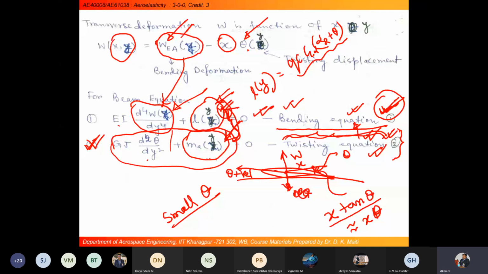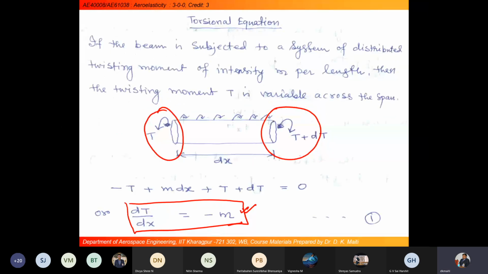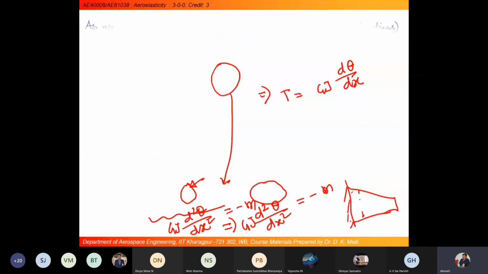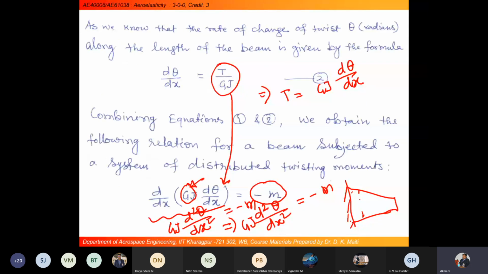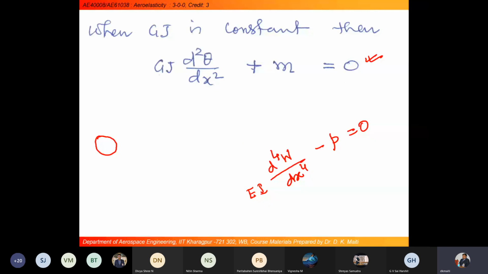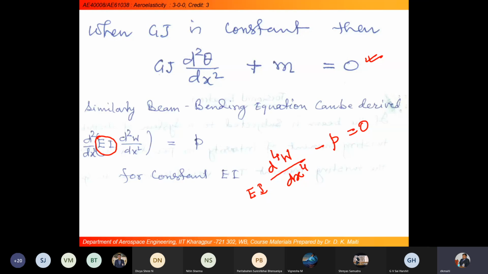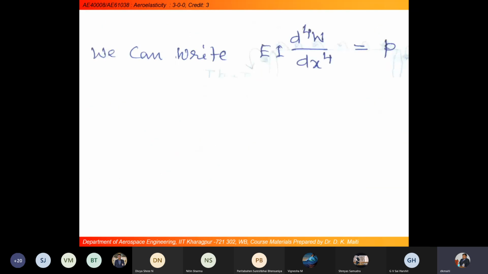Finally, when I am idealizing this finite wing as a beam model, we get two equations like this. One is the torsional equilibrium equation, GJ into d2 theta by dx square plus m equal to 0, considering that it is a straight rectangular wing. Similarly, considering the straight rectangular wing, the beam bending equation can be idealized as d2 by dx square of EI into d2w by dx square, and finally we can reduce it to this equation. That is the equation I have considered here.